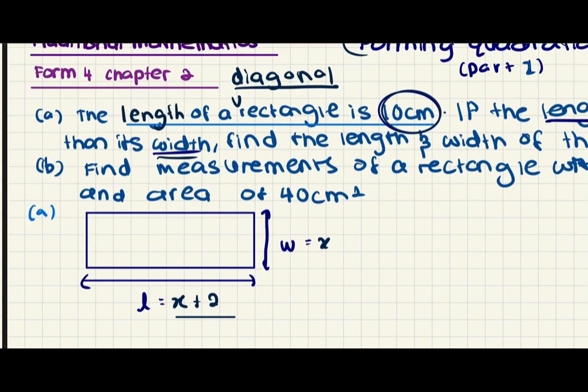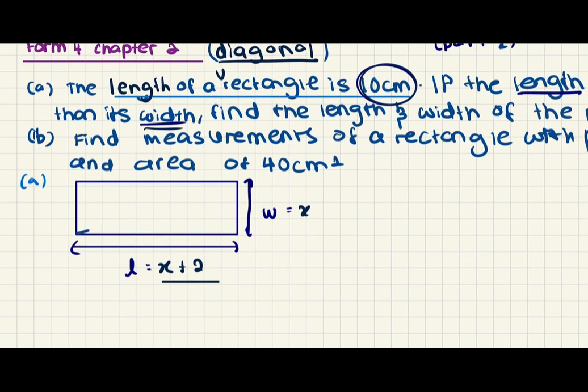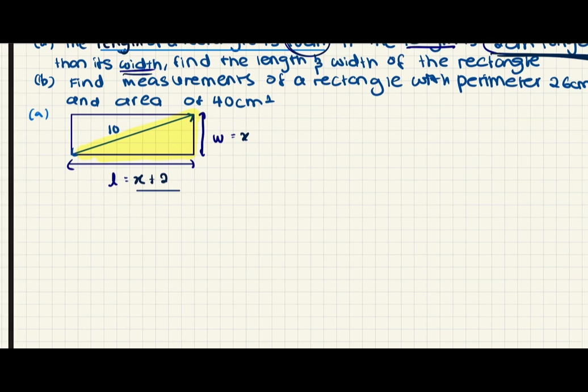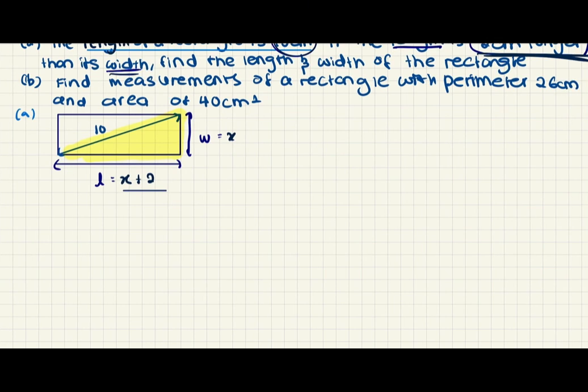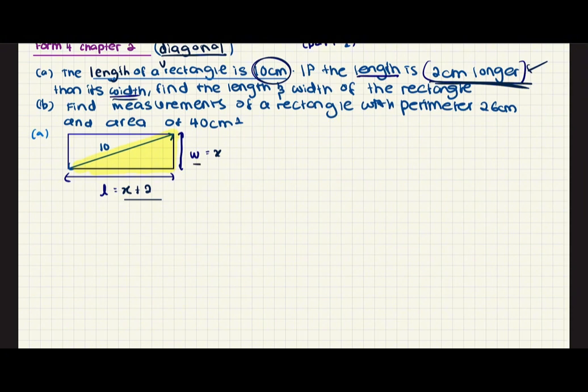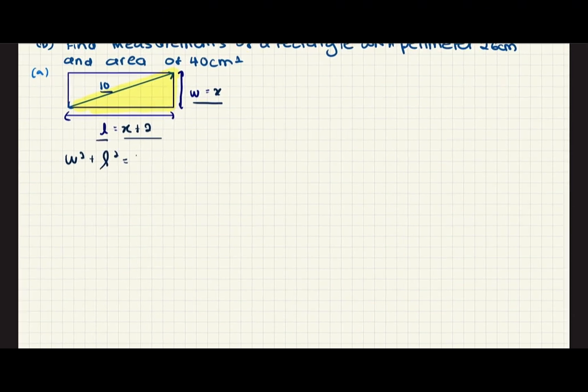Okay, and it says here the length of the diagonal. Diagonal means like this diagonal line, diagonally. Okay, so from here to here is 10. So can you see or not? This is a right angle triangle, and we know the hypotenuse. Do you know that this is actually Pythagoras theorem? So our width squared plus our length squared is equal to 10 squared, isn't it?